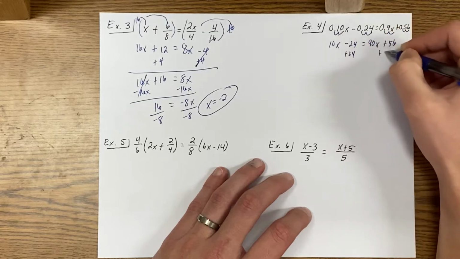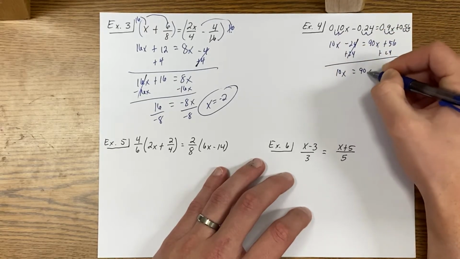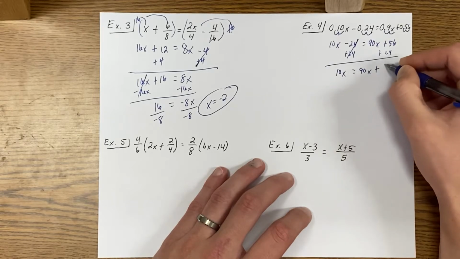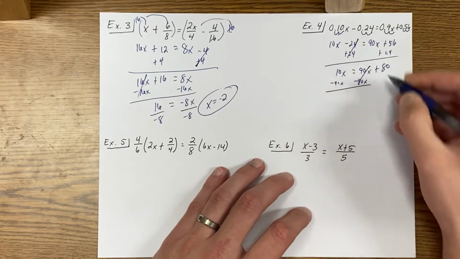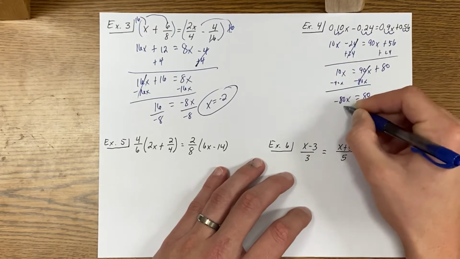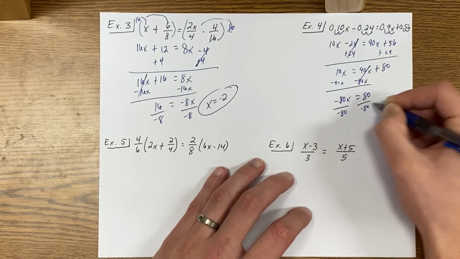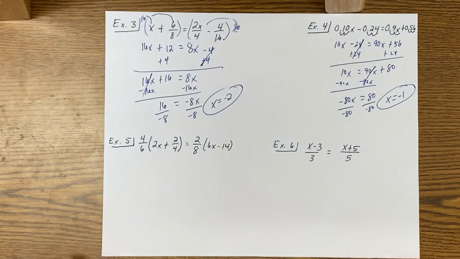Add 24 to both sides. Those cancel, so we get 10x equals 90x plus 80. Subtract 90x from both sides, and we get 10x minus 90x would be negative 80x equals 80. Divide both sides by negative 80, and x equals negative 1. Last two examples.